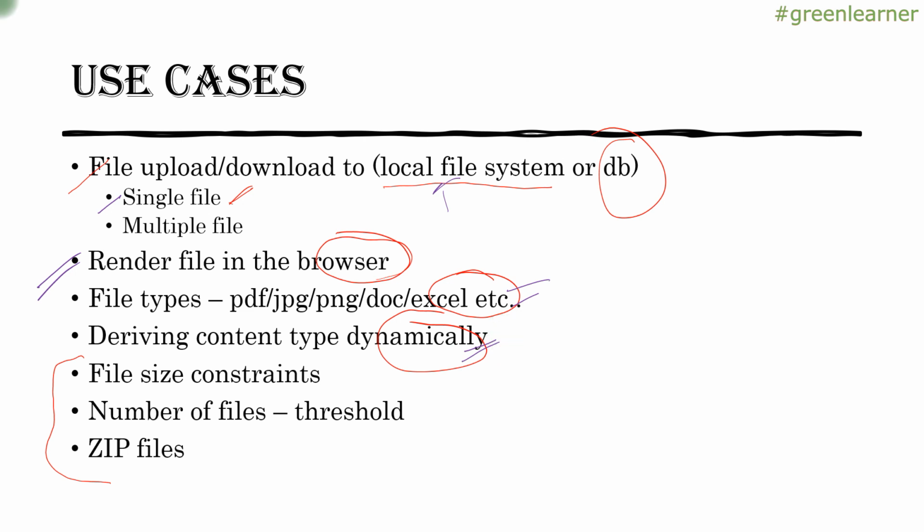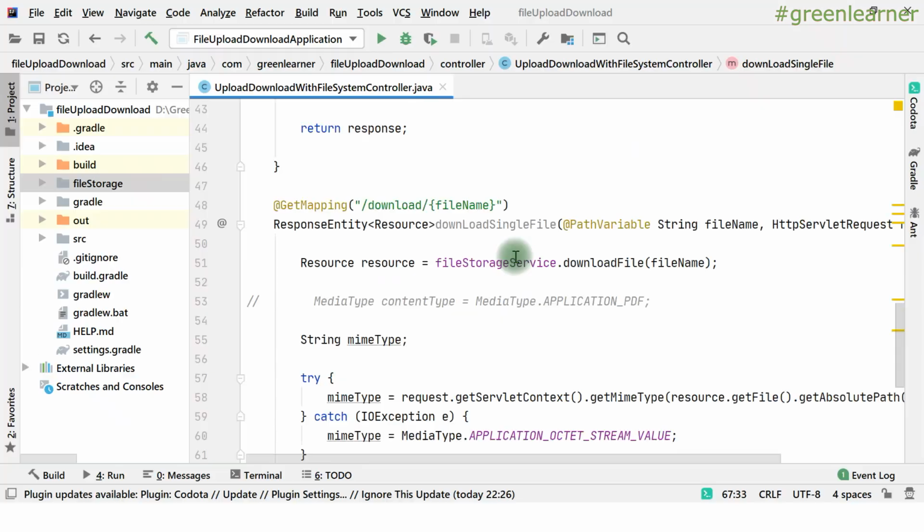In this video, we are going to cover what was left from the previous one: multiple files, file size constraints, number of files, GIF files. So we will see how we can upload multiple files into the system, and at the same time how we can download multiple files from the system, right? And this is the scope of the second video. In the third video we will focus on the database. So without wasting any time, let's jump to the coding ground.